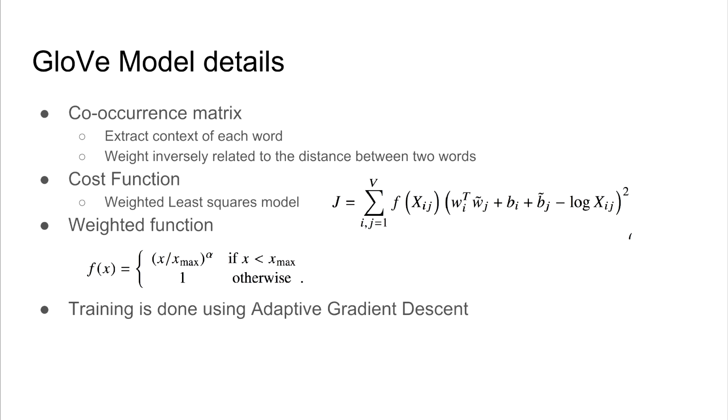F(Xij) is the weighted function, which has the property that it vanishes when the argument goes to 0, and when Xij gets really large, it doesn't go too large. This is done so that common words such as "of" and "the" are not given a high weight. The weighted function used in the paper is shown here. Alpha is chosen as 3/4 and Xmax is chosen as 100. The weights are trained using the adaptive gradient descent algorithm.